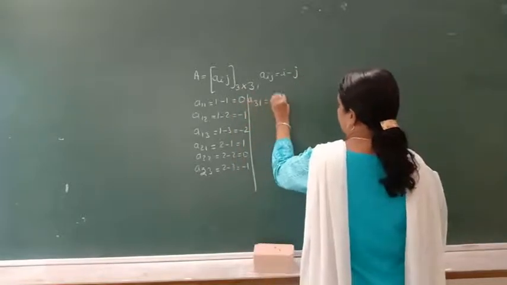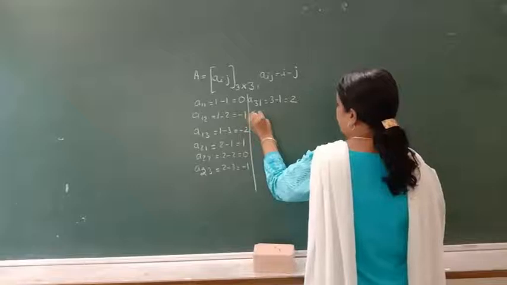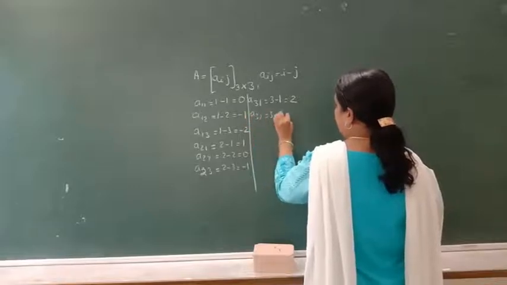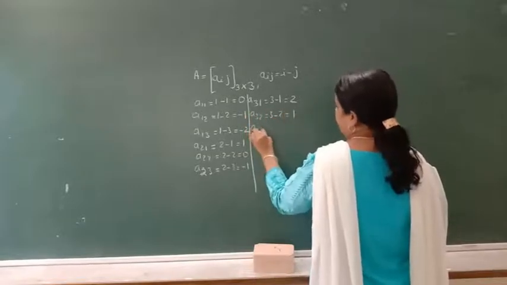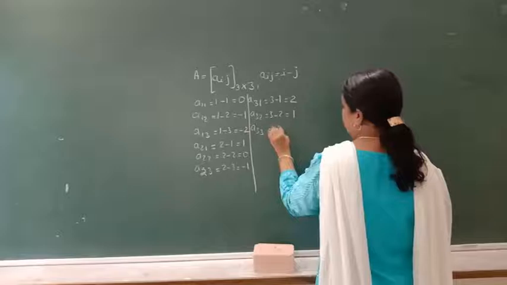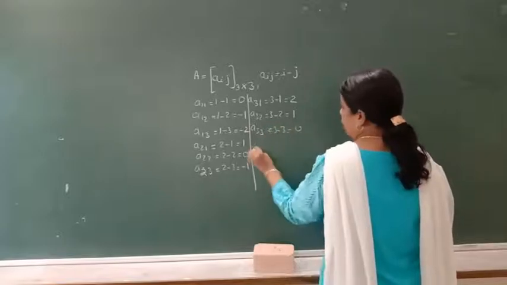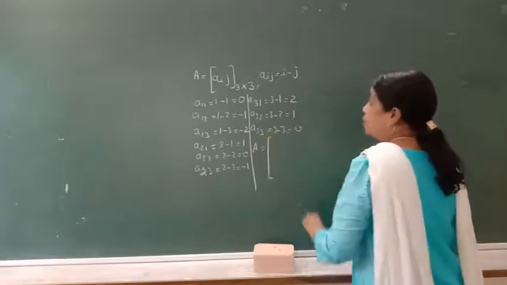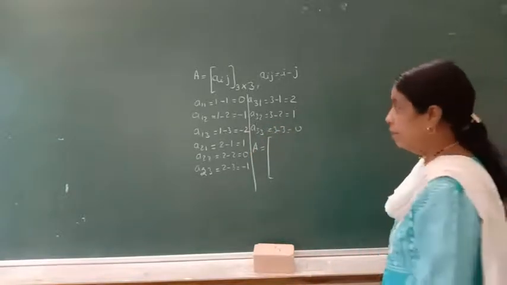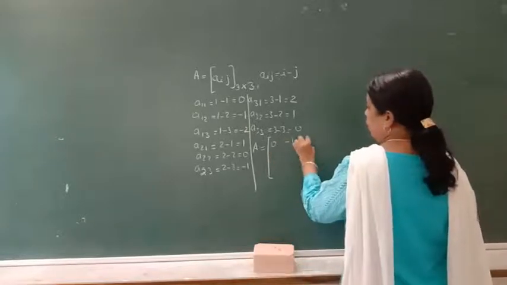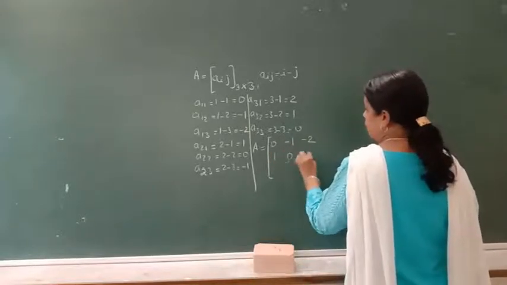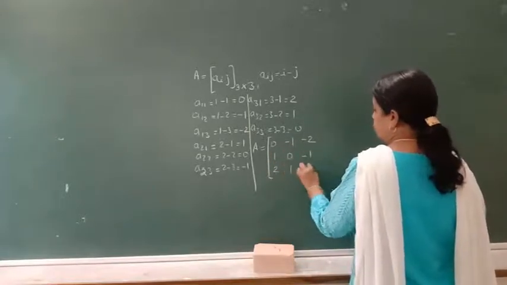Now A31, 3 minus 1 is 2. A32, 3 minus 2 is 1. A33, again 3 minus 3 is 0. Now we will construct A. Come on, start writing down these elements. 0, minus 1, minus 2; 1, 0, minus 1; 2, 1, 0.